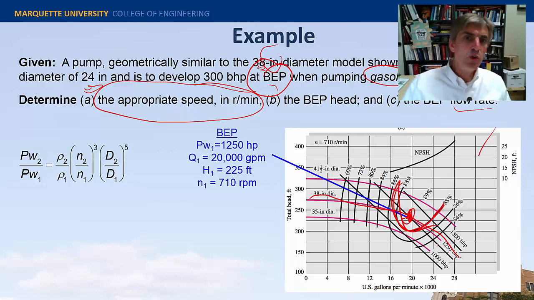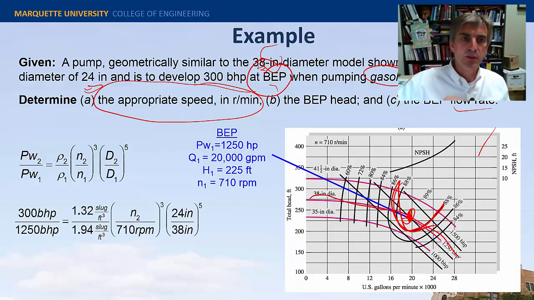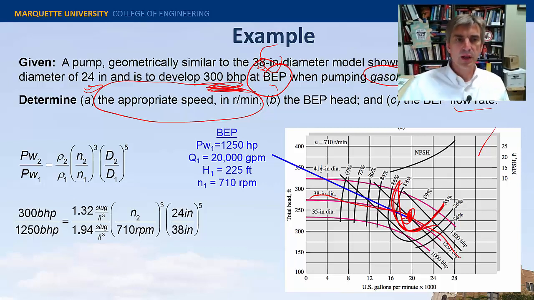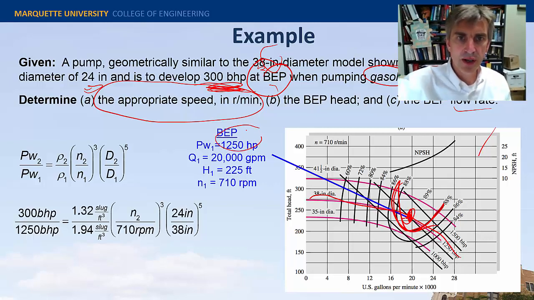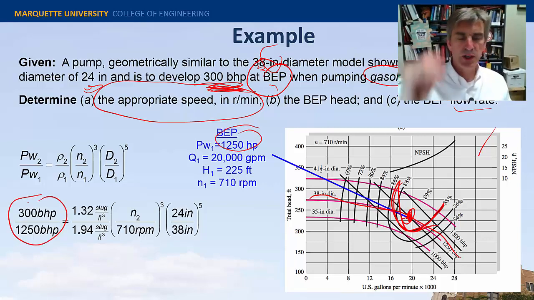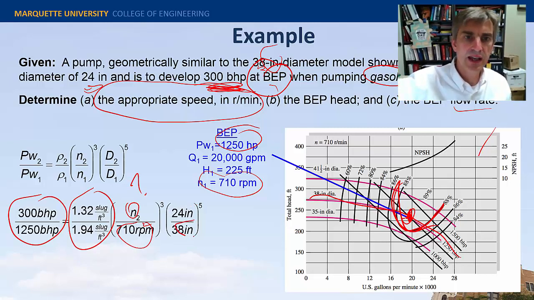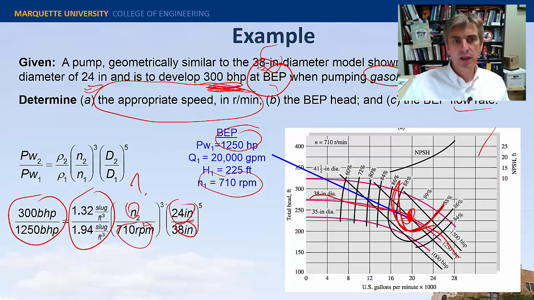So if I want to know what the new power would be, I would just use my similarity rule. It says here that we want to develop 300 brake horsepower. The best operating point's brake horsepower is 1250, so there's my ratio. Then the ratio of densities, water to gasoline. It was operating at 710 RPM. What am I going to operate it at? It was a 38-inch impeller, now it's 24, so I can just solve for the rotation rate.